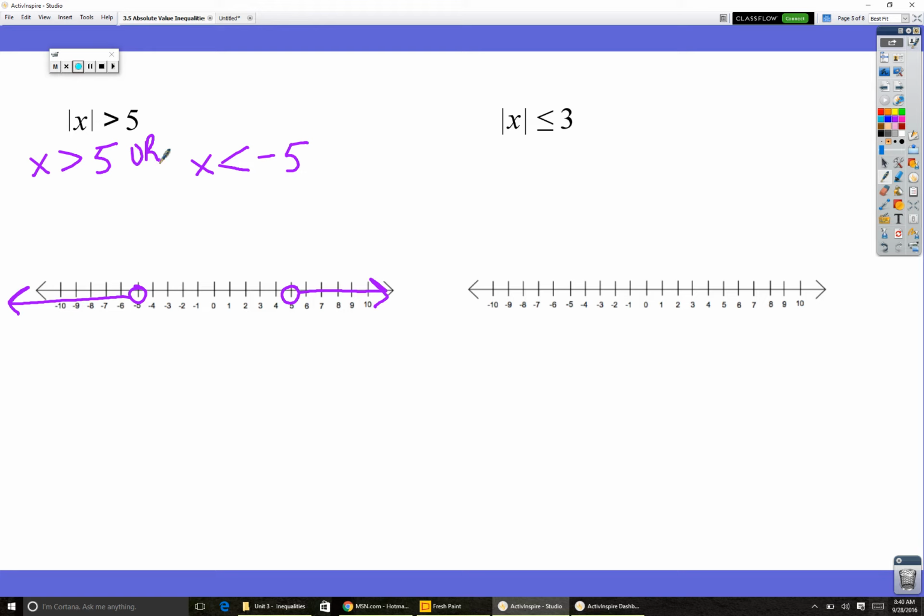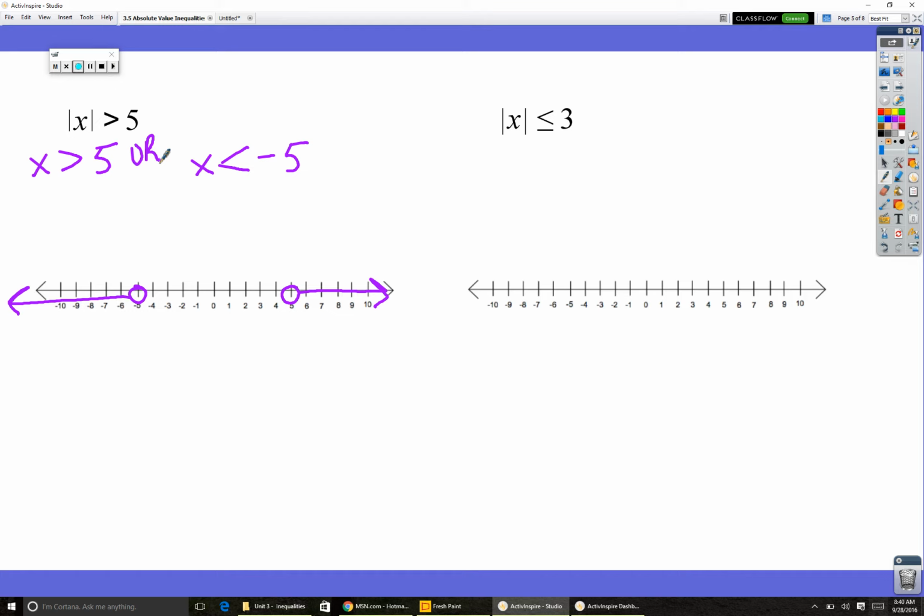And this would be an or inequality because we have those ors going out to the side. And that's true every time we have a greater than absolute value inequality, we're going to use an or. If we have a less than, we're going to use an and. Okay, so let's take a look at the next one. We'll actually start by solving it rather than start by putting it on the number line.